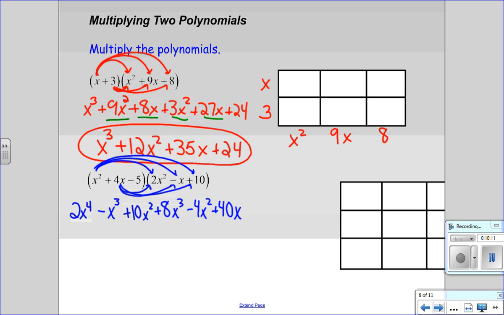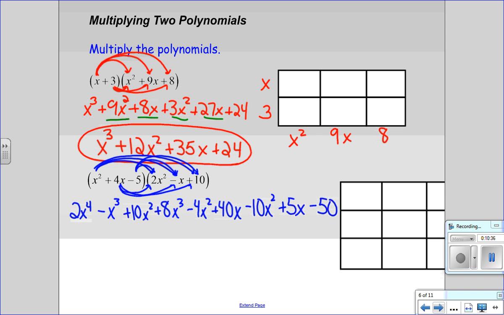And now for my final term, the negative 5. Minus 10x squared plus 5x minus 50. And now you can assume that there will be a fair number of like terms. Let's combine them starting with our highest degree term, 2x to the 4th.